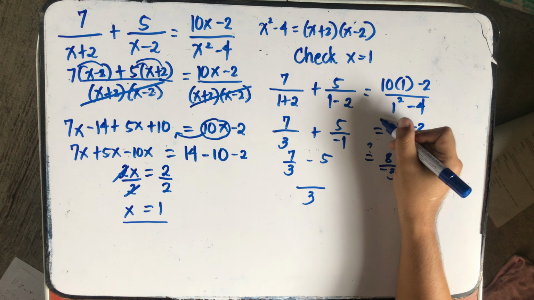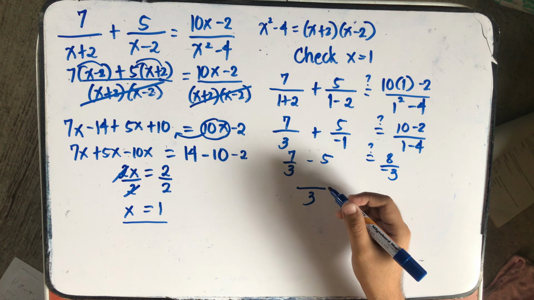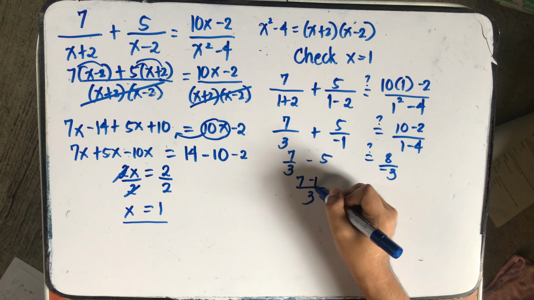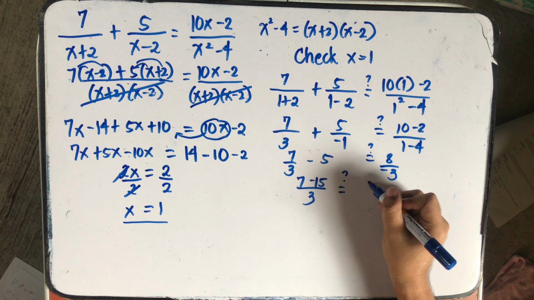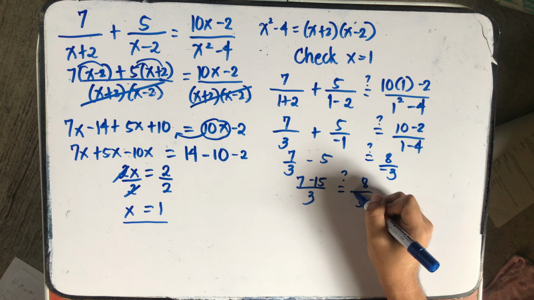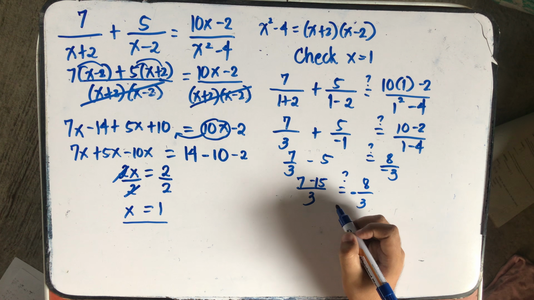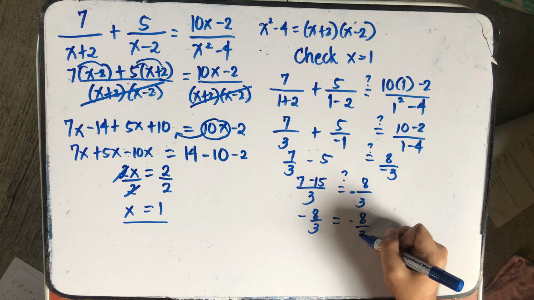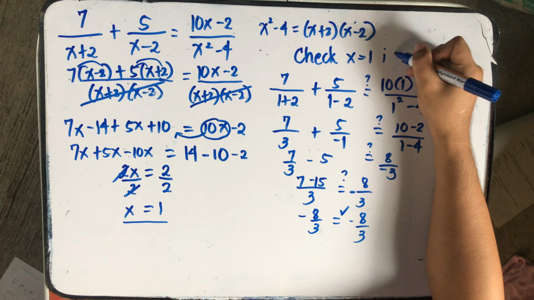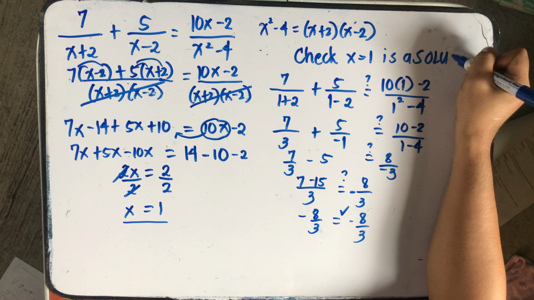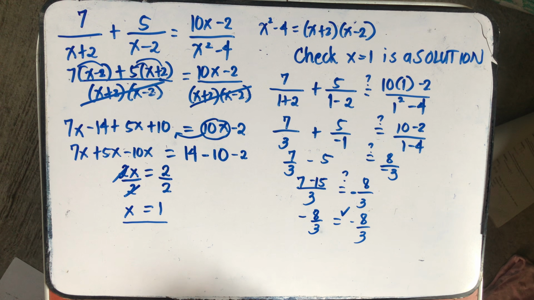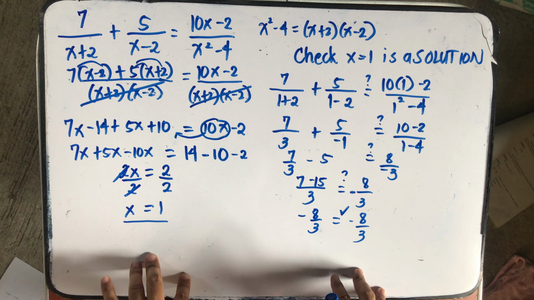LCD is 3, so let's find out if that is really equal to the right side. LCD is 3 divided by 3, 7 minus 5 times 3, which is 15. Is it equal to 8 over 3? And that becomes negative 8 over 3. 7 minus 15 is negative 8 over 3. Therefore, it is equal to the right side. And x is equal to 1 is a solution of the rational equation. Okay? Therefore, it is a solution.